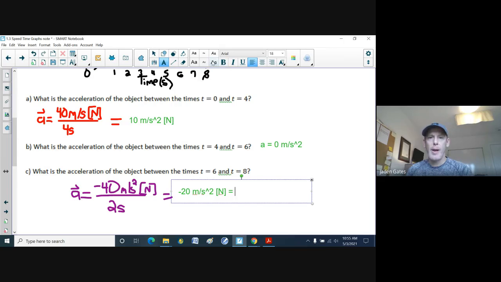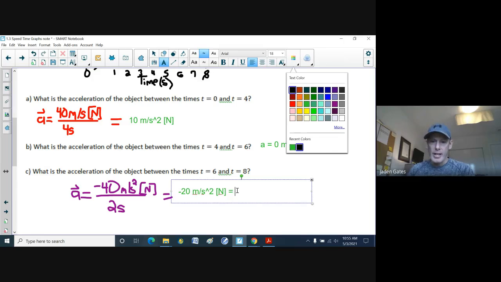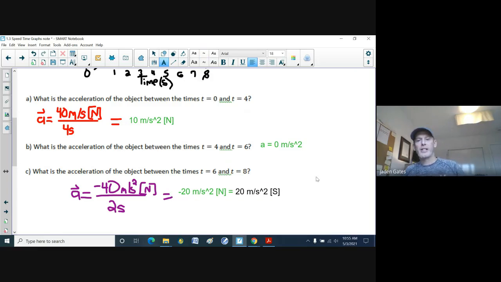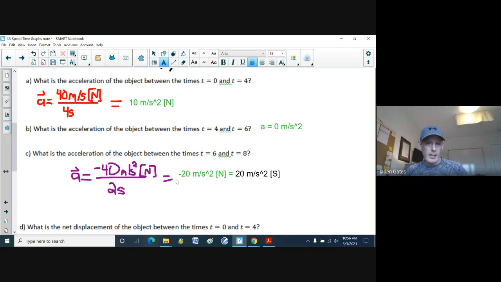That minus sign means we're actually in the opposite direction. So what it really means is I've accelerated 20 meters per second squared, and because I'm in the opposite direction of north, that means we're actually accelerating south. We're slowing down. This thing was traveling north. It's slowing down, which means we're accelerating in the opposite direction. All right, what else we got here? A couple more.